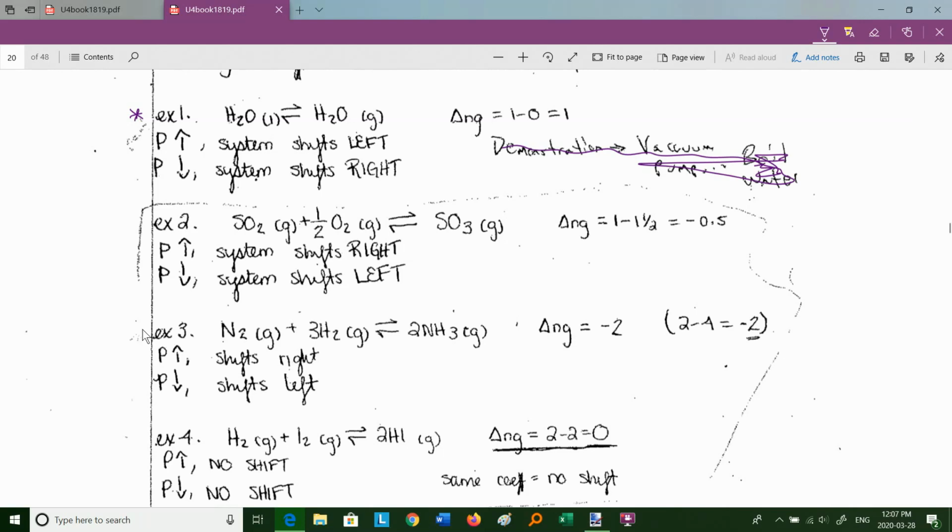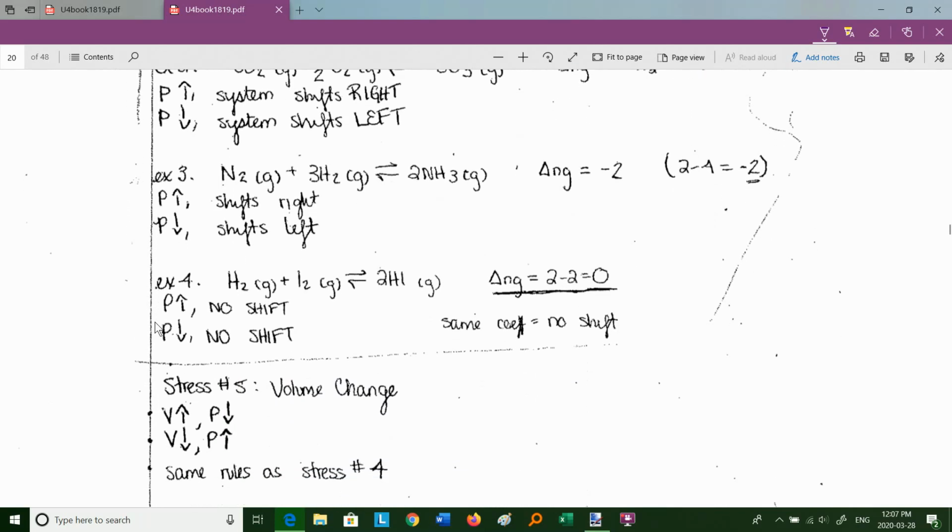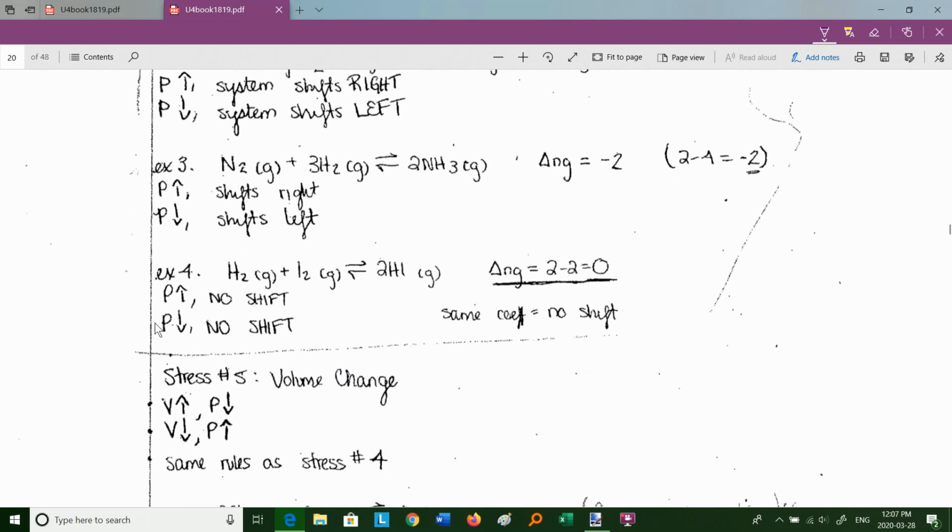Here's example 3. N2 gas plus 3H2 gas goes to 2NH3 gas, the Haber process. So if I increase the pressure, the system shifts to the right because there's 4 gas mole coefficients on the left and just 2 gas mole coefficients on the right. So that's what happens. If I decrease the pressure, then I shift to the left.